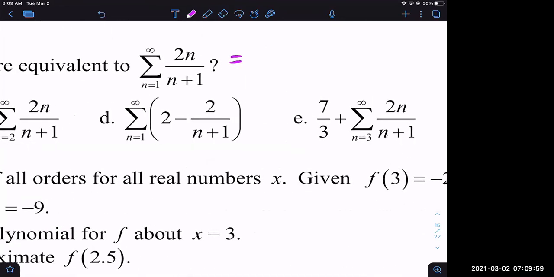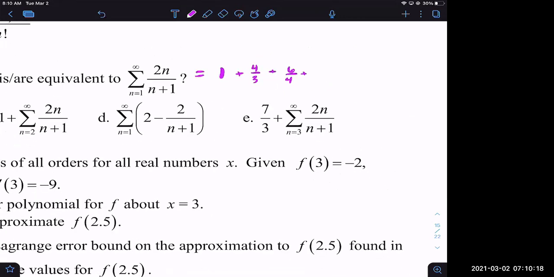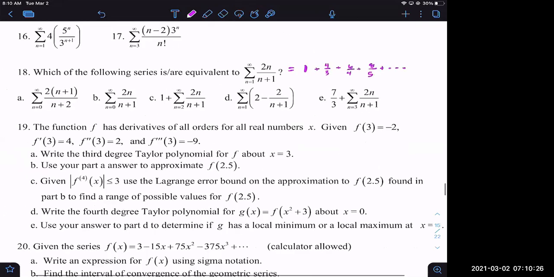If I plug in 1, what's the first term in this series? If n equals 1, the numerator would be 2 over 2, so 1. Let's plug in 2. We'd have 4 over 3. If we plug in 3, we'd have 6 over 4. And I'll do one more. I've done 1, 2, 3, I'm at 4, so I'd have 8 over 5. Dot, dot, dot.